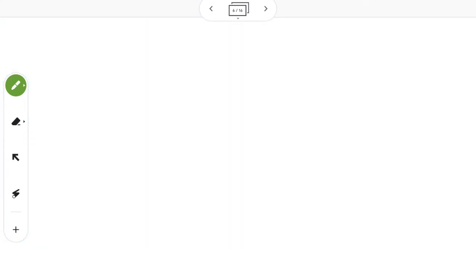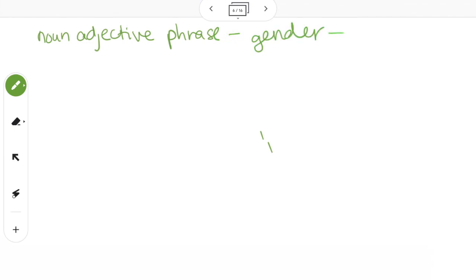Okay, now when it comes to noun adjective agreement, I'll call this noun adjective phrase. They agree in gender, like we've seen. And they also agree in definiteness. Okay, what does that mean? What does definiteness mean? Definiteness means whether or not the word is definite with alif lam. Alif lam, al, is the definite article.